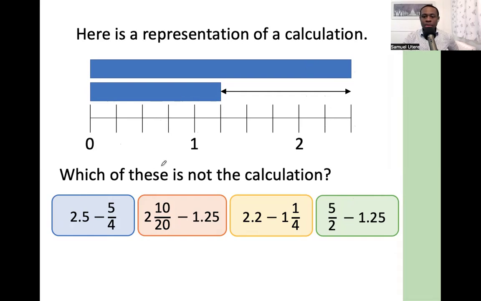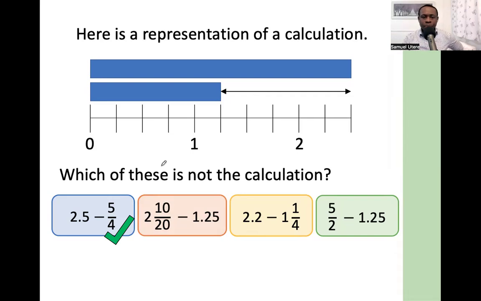This one straight away represents it, because this is 2.5. Okay, and then 1 and a quarter is the same thing as 5 over 4, right? 1 and a quarter is 5 over 4. Remember how we change a mixed number to an improper fraction? So you should go and review that if you don't remember.